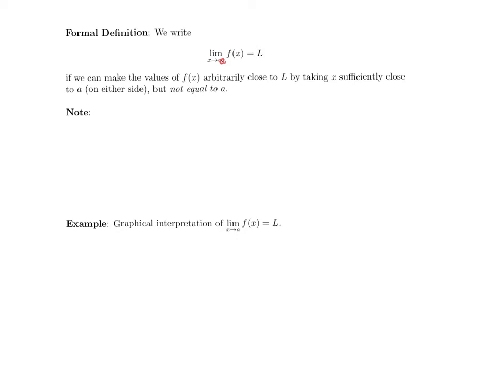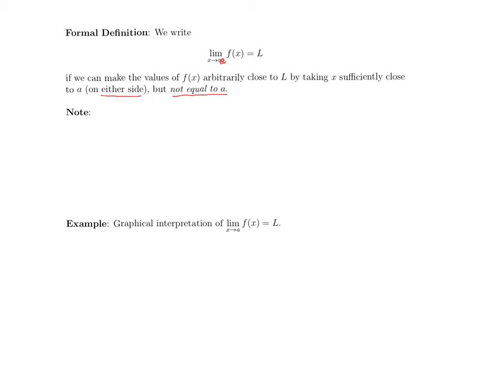So the more formal definition is: we say the limit as x approaches a of f of x equals L if we can make the values of f of x arbitrarily close to L, so once again that's just close to L, by taking x sufficiently close to a. That first part of the statement is almost what we were saying before: for x close to a, f of x is close to L. The really important part I want us to focus on is the end of this: on either side, but not equal to a.